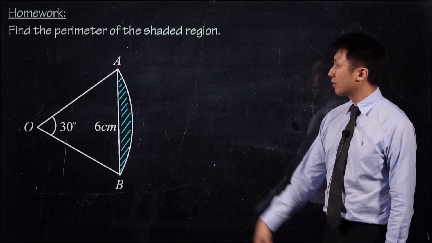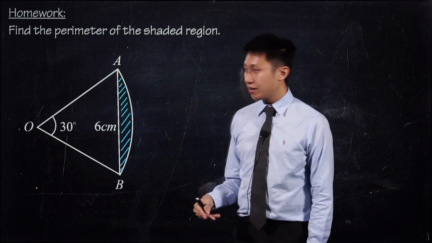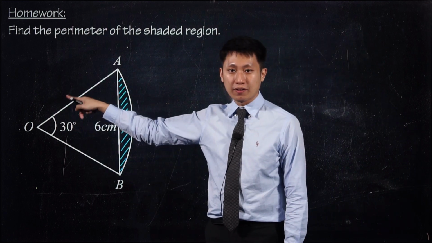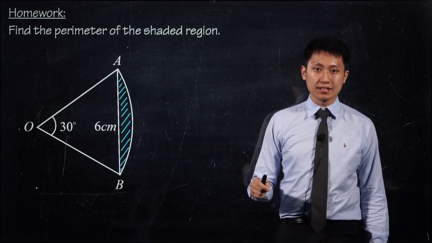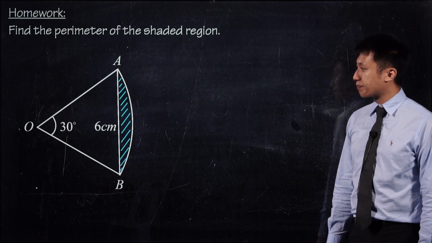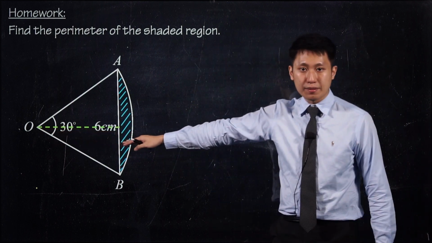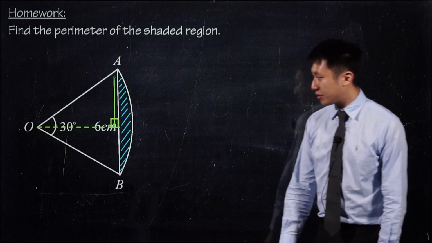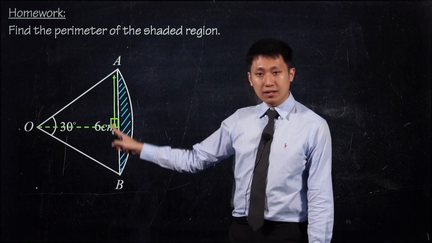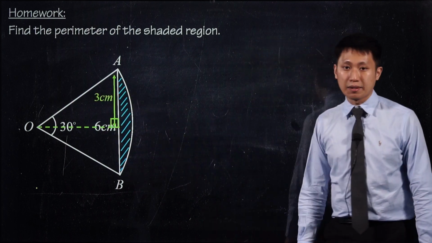Homework time. Find the perimeter of the shaded region. Now, you see, this whole thing here, you don't have this radius. So you've got to find that radius. Okay, let's do it. Again, you have to draw a dotted line in the middle to form a right triangle. After you form a right triangle, do you know this? Yes, just now 6 cm was the whole thing, so now that's 3 cm.